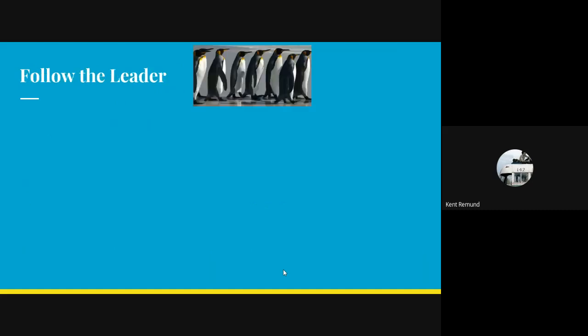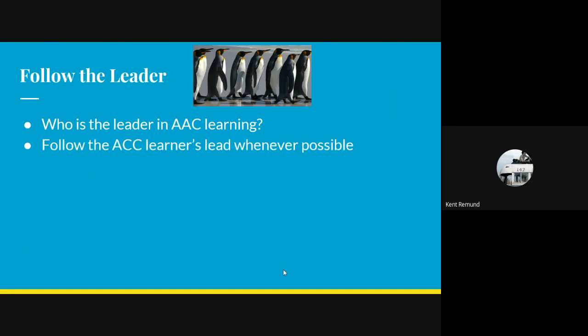So we're going to keep going. This is an important part. Follow the leader. This is something that can make it really meaningful and rewarding. Who is the leader in AAC learning? When Cynthia has a device, is it the teacher, the peer tutor? Who's the leader? You're telling Cynthia, well, go find your color page. Is Cynthia communicating? Cynthia's now responding. There may be times when communication partners are the leader because that's give and take. But if you can follow the AAC learner's lead whenever possible, you're going to maximize engagement and buy-in.